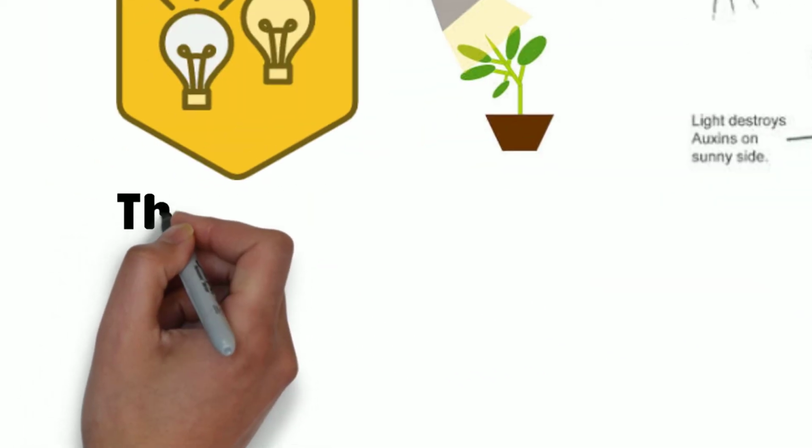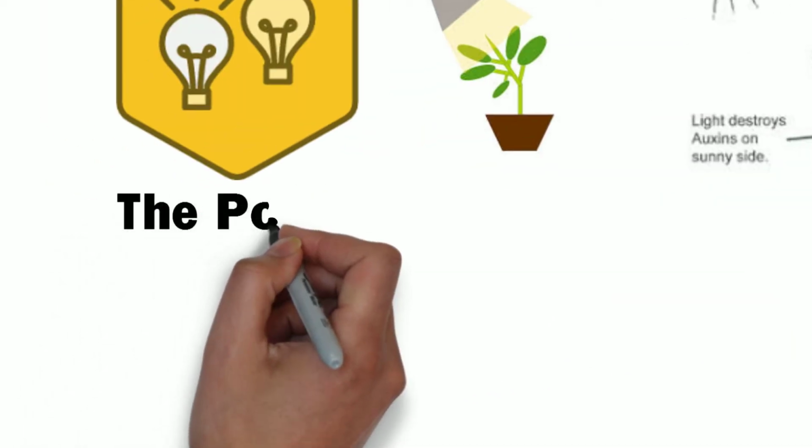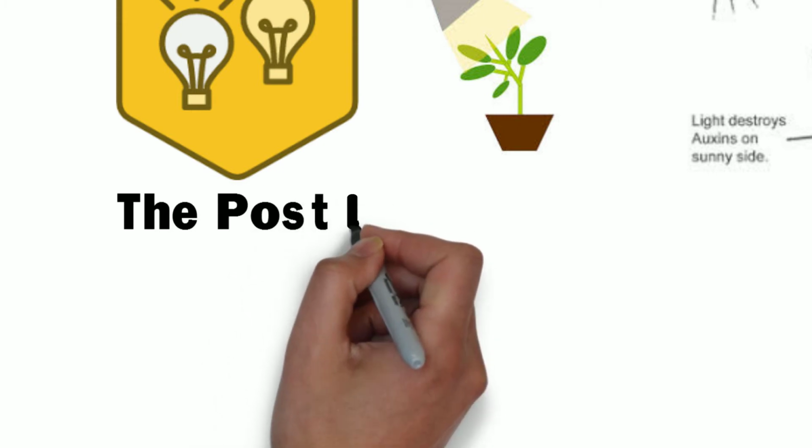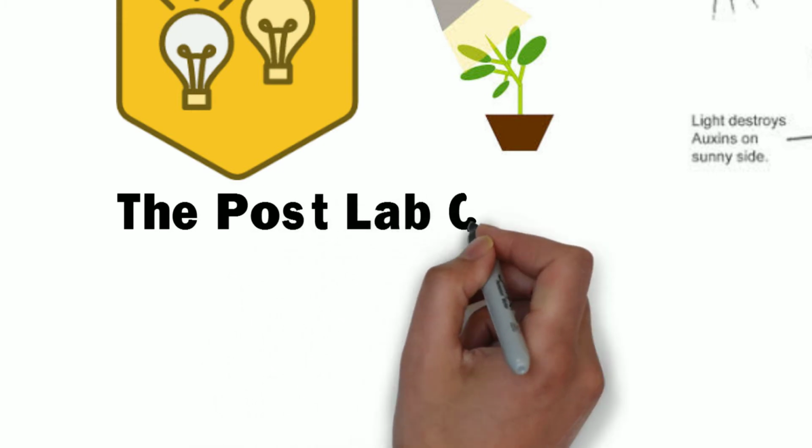To conclude the presentation, let's move on to the post-lab questions. The first question we are going to address is to identify the hormone that is responsible for the behavior measured. The hormone responsible for this form of tropism is auxin.